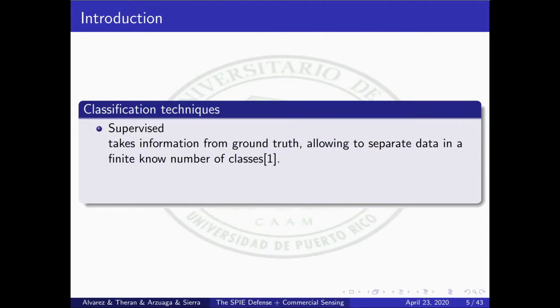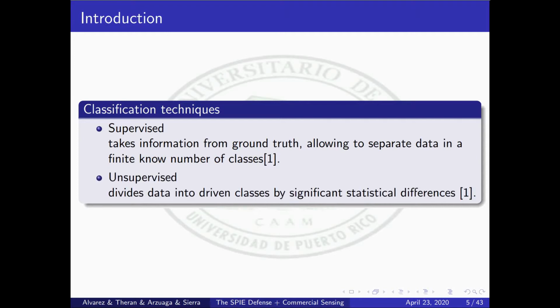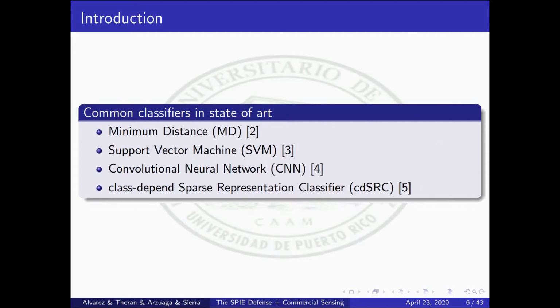In this context, for classification of hyperspectral images, there exist supervised techniques that take information from the reference dataset or ground truth and separate the data in known classes. Also exist the unsupervised methods that divide data by significant statistical difference in regions that not necessarily are the real classes of the reference map. Some common classifiers in the state of the art are the following: minimum distance, support vector machine, convolutional neural networks, and class-dependent sparse representation classifier.